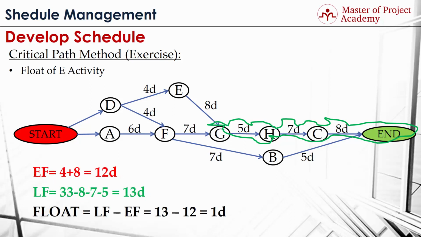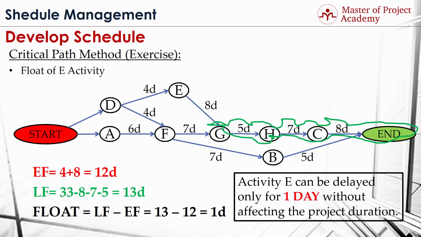If we substitute these values in the formula, the float of activity E will be found as 1 day. This means activity E can be delayed only for 1 day without affecting the project duration.